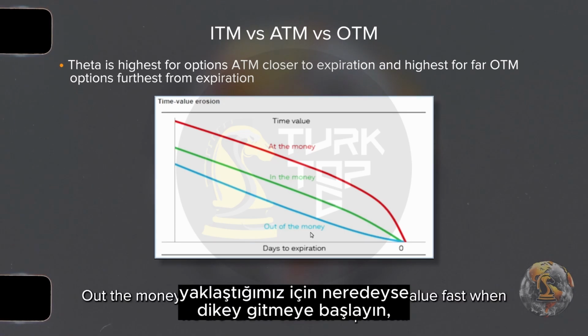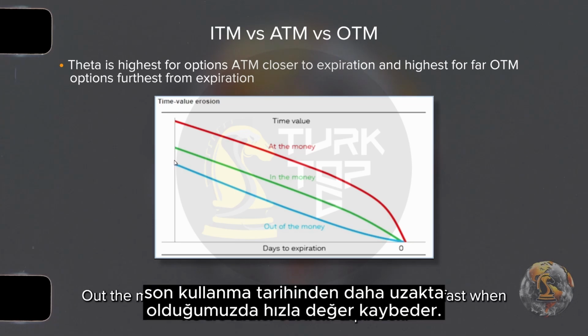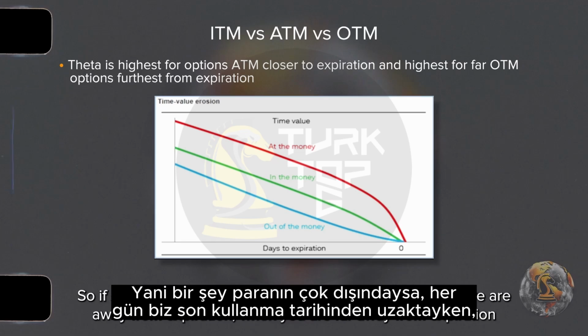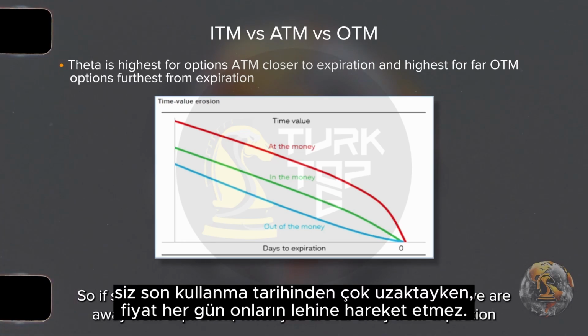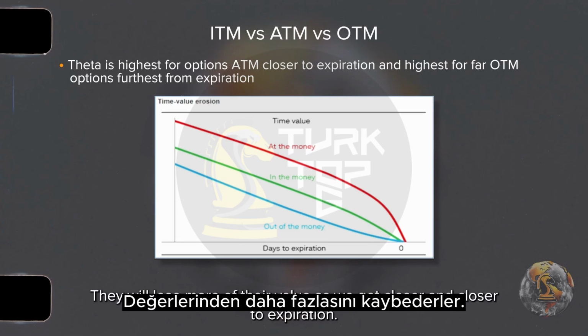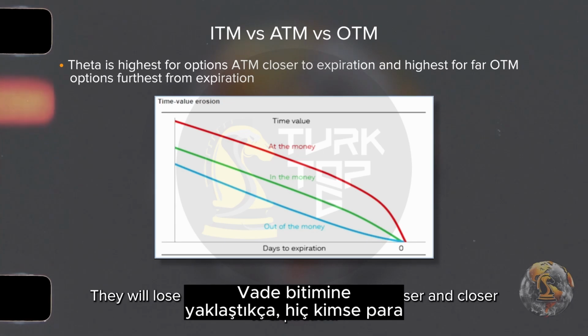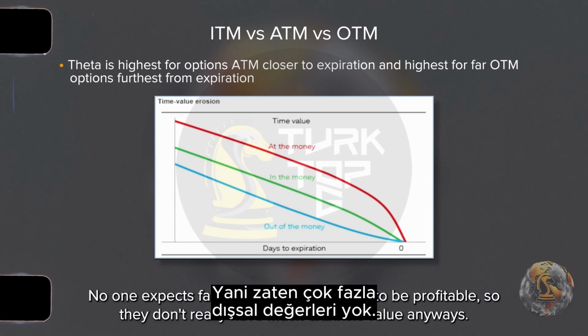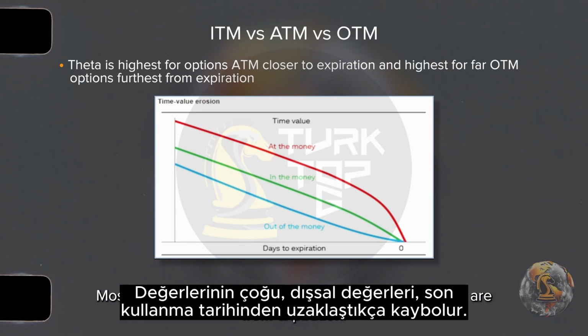Out the money options, on the other hand, lose value fast when we are farther out from expiration. Why? Out the money options need a lot of movement to become profitable. So if something is far out the money, each day when you're far away from expiration, each day the price doesn't move in their favor, they will lose more of their value. As we get closer and closer to expiration, no one expects far out the money options to be profitable. So they don't really have much extrinsic value anyways. Most of their extrinsic value is lost the farther we are from expiration.